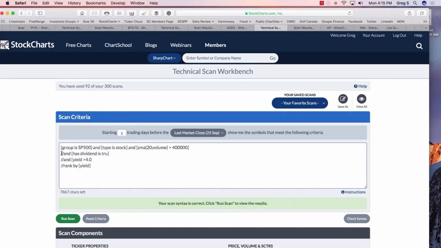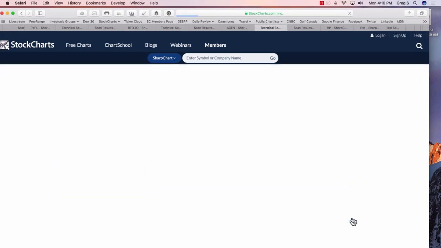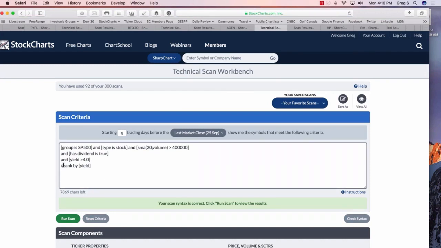So the first line is right. Now I change the second line, and it says, oh, has dividend is true. So I go in and I fix that, even though it has nothing to do with the brackets. So I check my syntax, and now I have that line right. And then I take out these comment characters, and I check the syntax again, and it says there are mismatched brackets, and I go, oh yeah, there's only one bracket there. So I put in the other bracket and check the syntax, and it says your scan is correct. And now I get rid of the last line and check syntax.